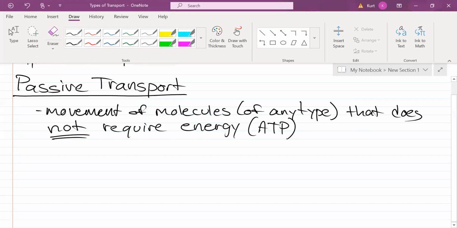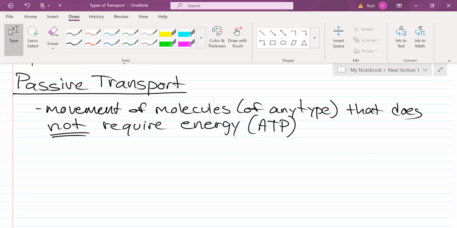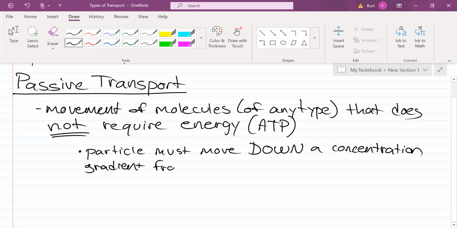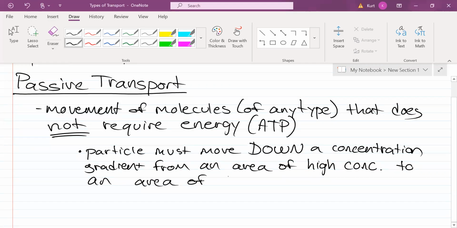Now, in order for this to actually proceed and go forward, the particle, the molecule, whatever we're talking about, must move down a concentration gradient, from an area of high concentration to an area of low concentration. All right. Now, what the heck does that mean?